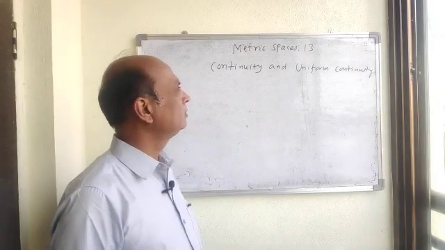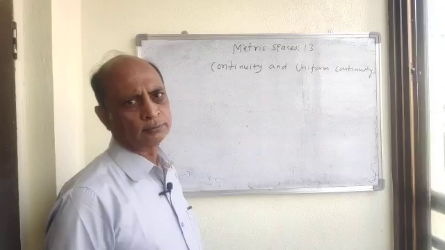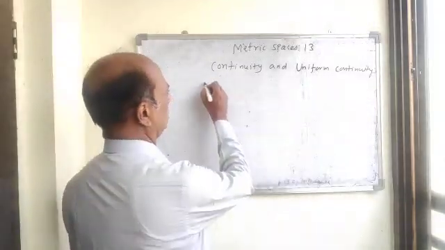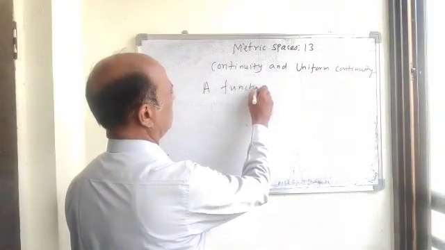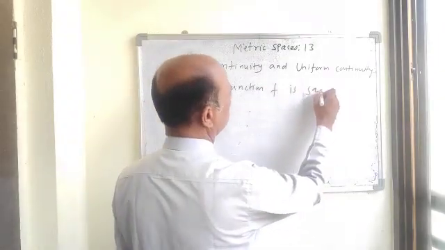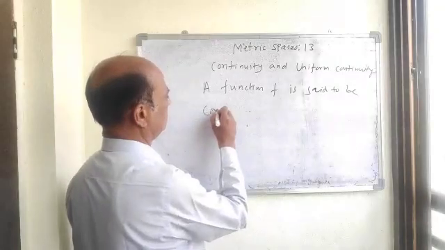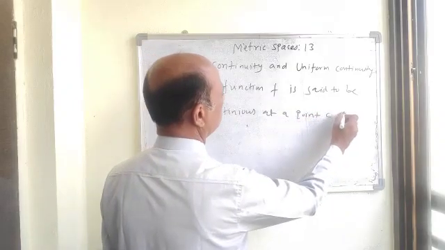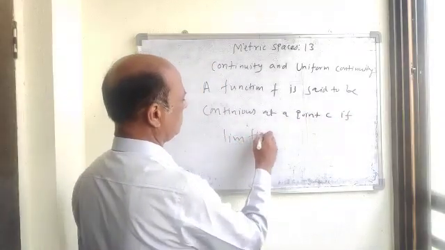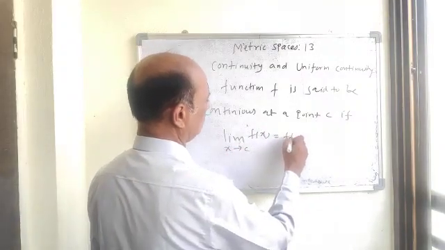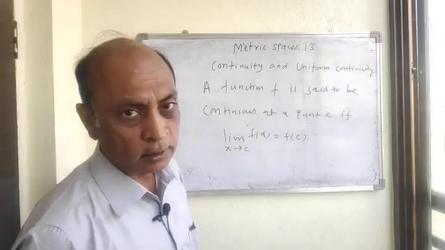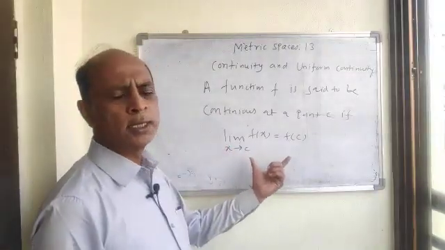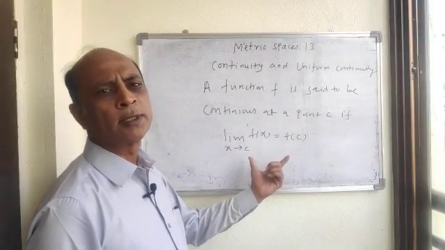So you have been studying the concept of continuity from 11th and 12th. We know the basic definition: a function f is said to be continuous at a point C if limit of f of x as x tends to C is equal to f of C. So this is the definition of continuity in limit form; if it holds, then we say that the function f is continuous at the point C.